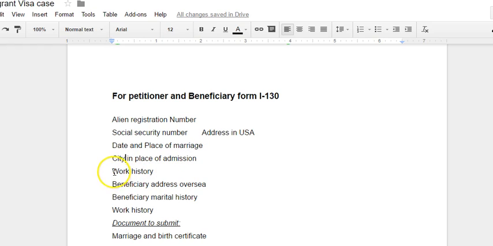Okay, your work history. Those information are about the petitioner. That means the person in USA, the lawful permanent resident or US citizen that is making the request.